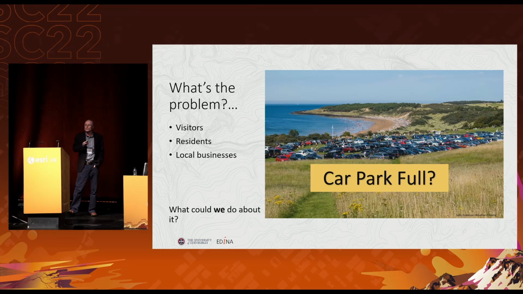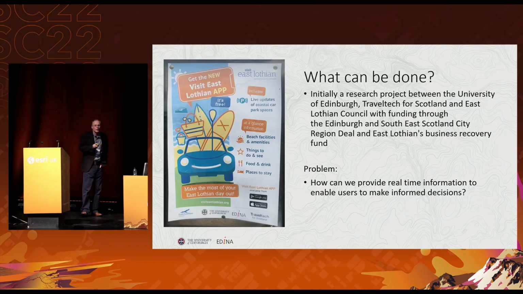So the question that came up was, what could we do about this? What could we do to help this situation? So we started a project between the University of Edinburgh, geospatial and Internet of Things experts, Travel Tech for Scotland and East Lothian Council, with funding from the City Region Deal and East Lothian's Business Recovery Fund. And what we wanted to do was look at ways we can provide real-time information about how busy the car parks are at these beaches, which would enable users, the general public, to make informed decisions about where and when to go there.